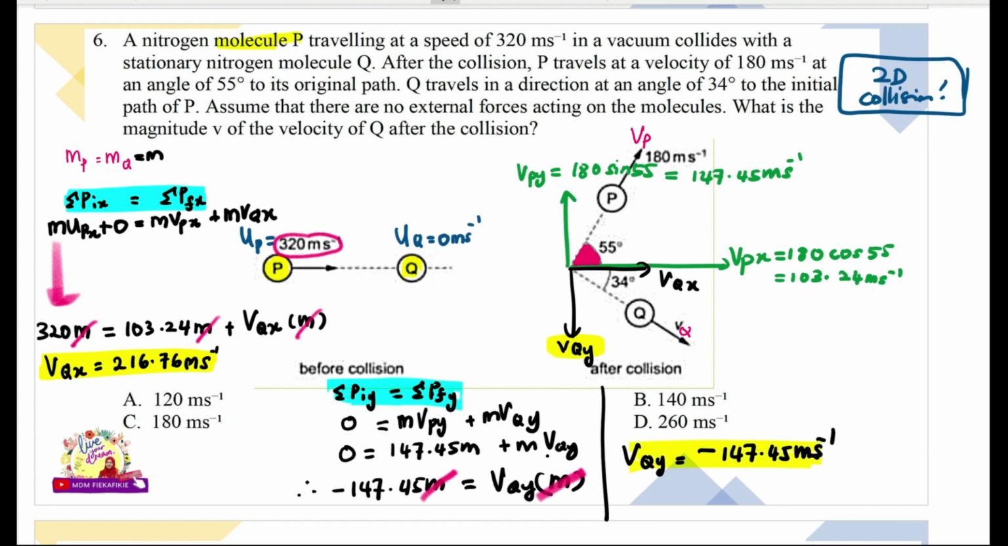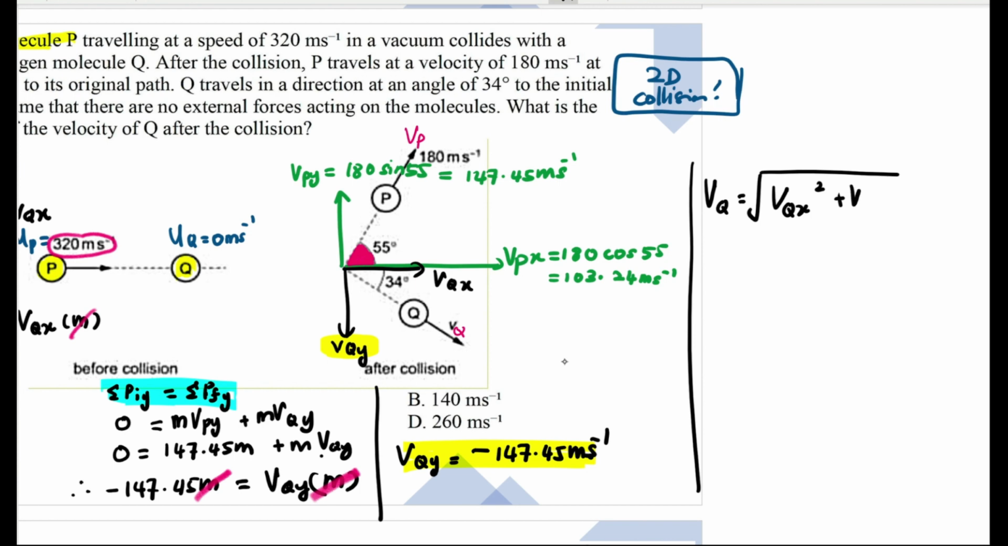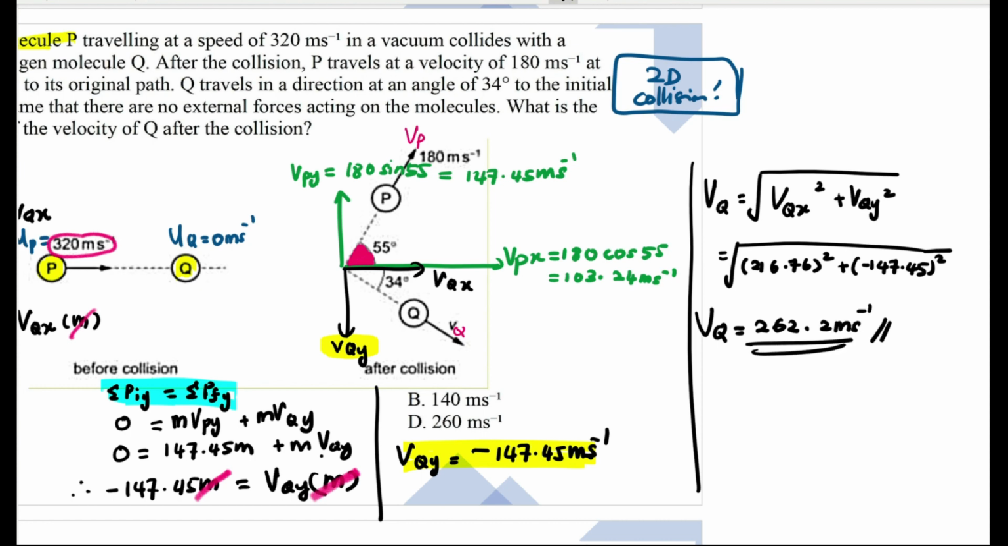Jadi soalan minta VQ. So, kita cari resultant dia. Okay. So, VQ is equal to square root VQX squared plus VQY squared yang kita dah kira tadi. You just masukkan saja VQX. Tadi berapa nilai dia? 216.76. Okay. VQY is negative 147.45. Squared, jangan terlupa. So, VQ you akan dapat nilainya 262.2 meter per second. Okay. So, this is the answer.